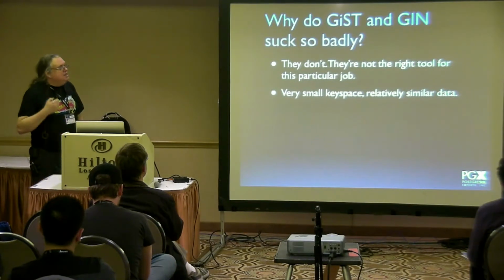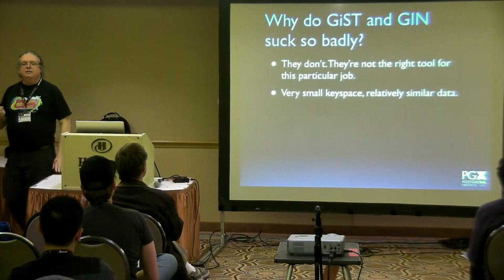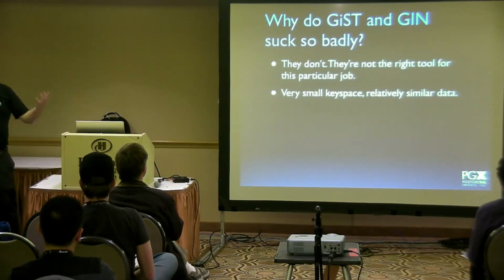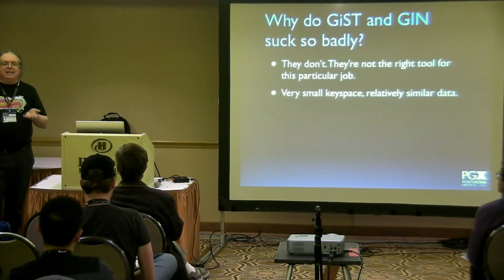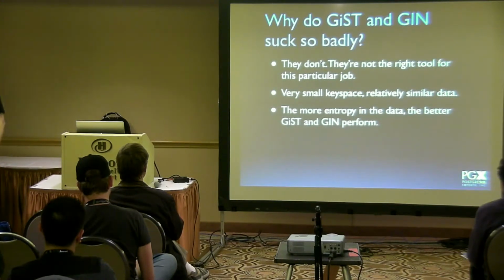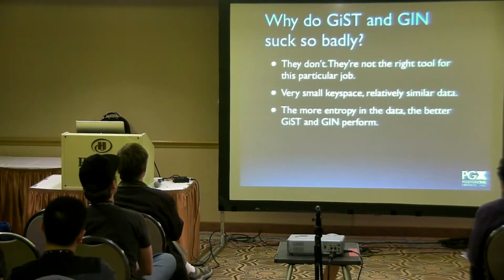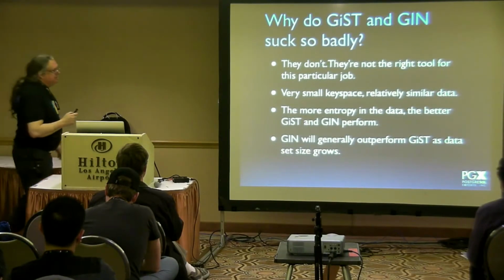This test has a very small key space and relatively similar data, row to row, because it's a mailing list. Things are roughly the same size. They're all Latin 1 names. So Gist and Gin perform better the more entropy there is in the data. The less similar the various rows are to each other, the better these two perform. As the data size increases, Gin will generally outperform Gist because of the way they're designed.